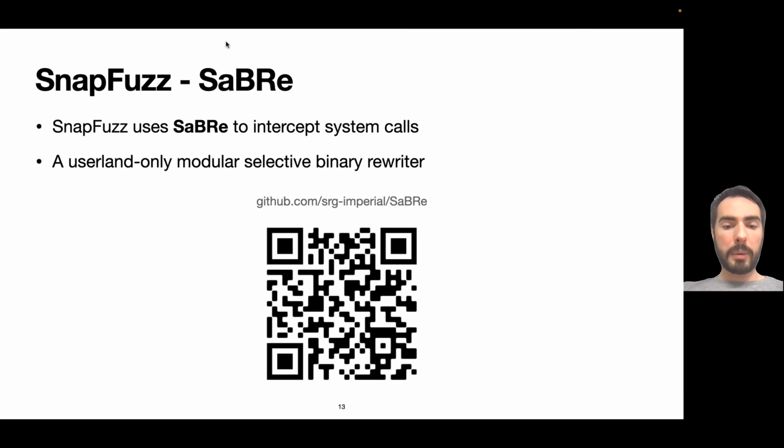Of course, strace and ptrace are very slow. This is why SnapFuzz is using Saber, a userland-only modular selective binary rewriter, to efficiently intercept the target application. You can find more about Saber in the following link.